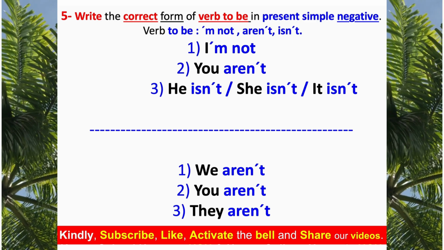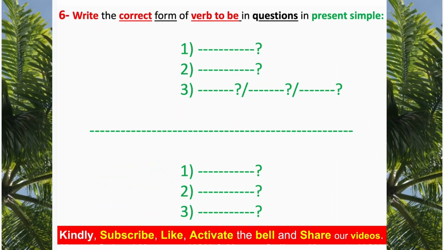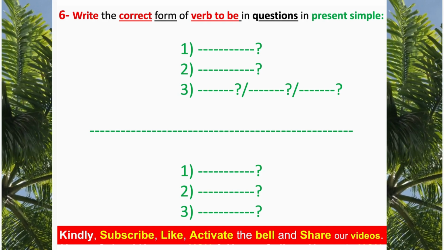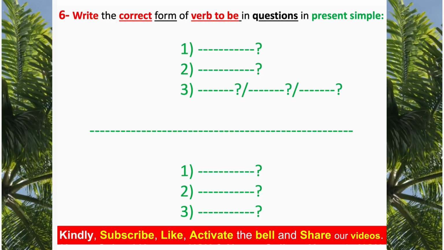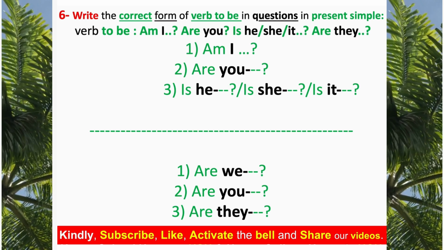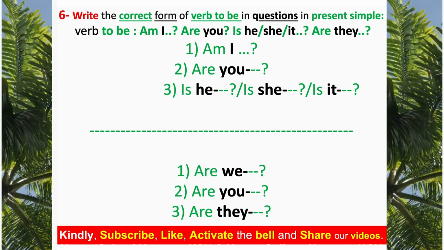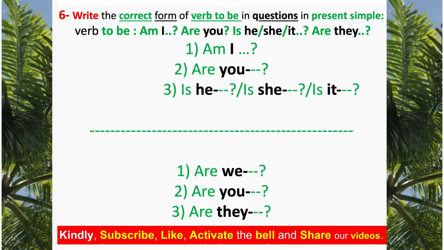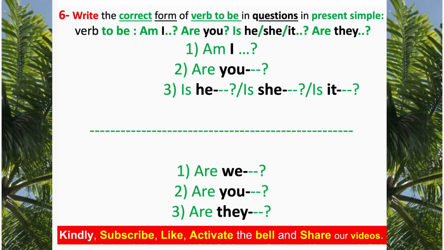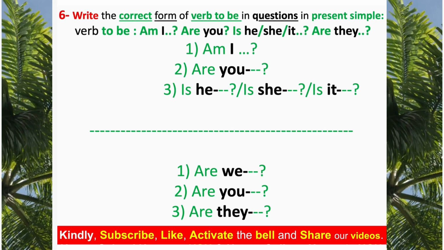Let's go to the question. How can we make verb to be in the question? So as you know, in the question, the verb to be should come first. So, am I, are you, etc. Let's see the answers. So, verb to be: am I, are you, is he, is she, is it, are we, are you, are they. So, this is verb to be in question.